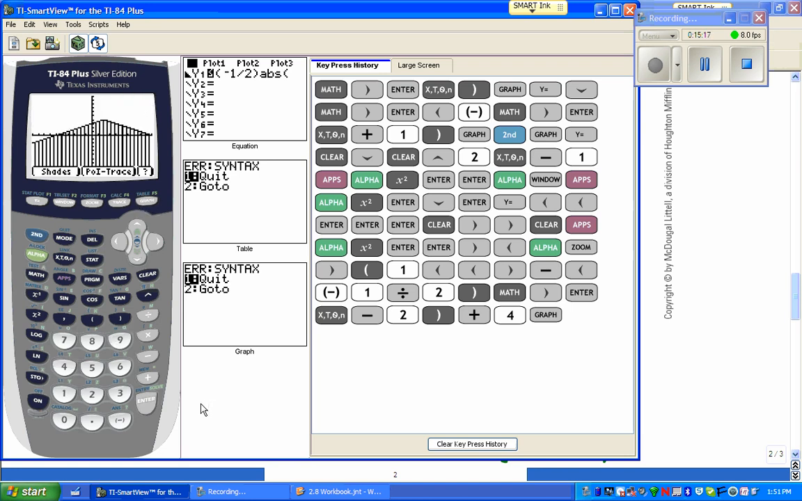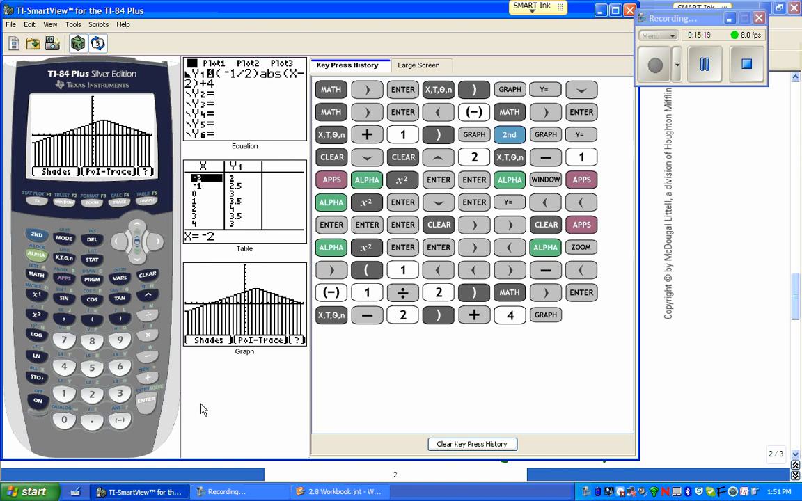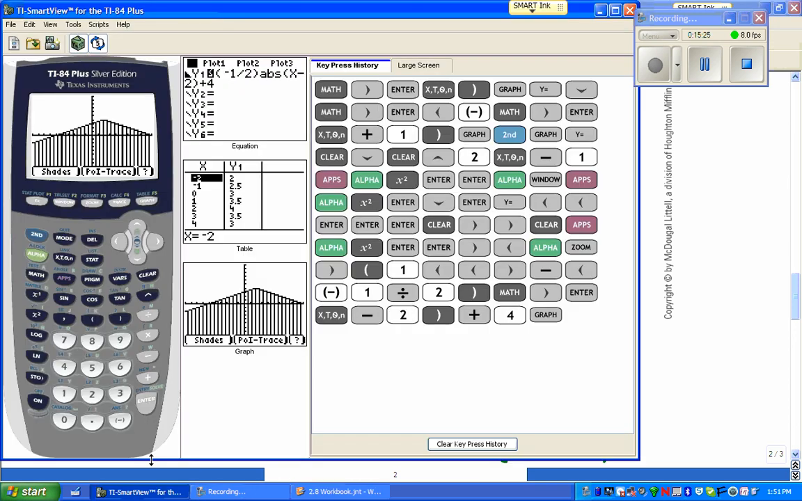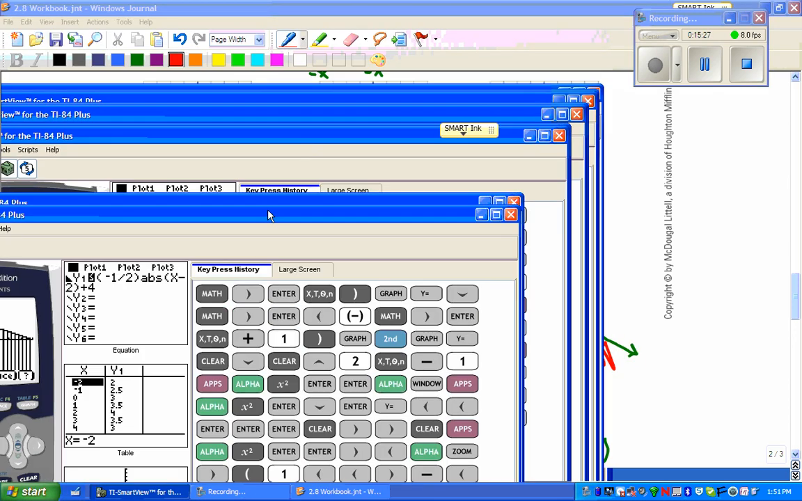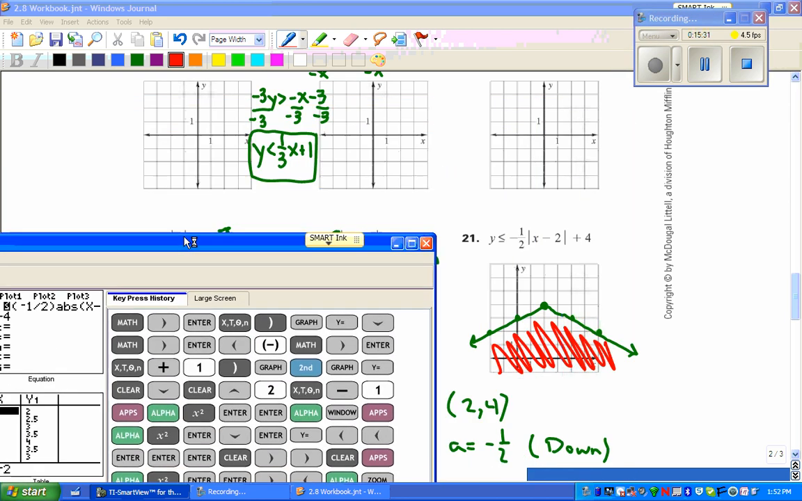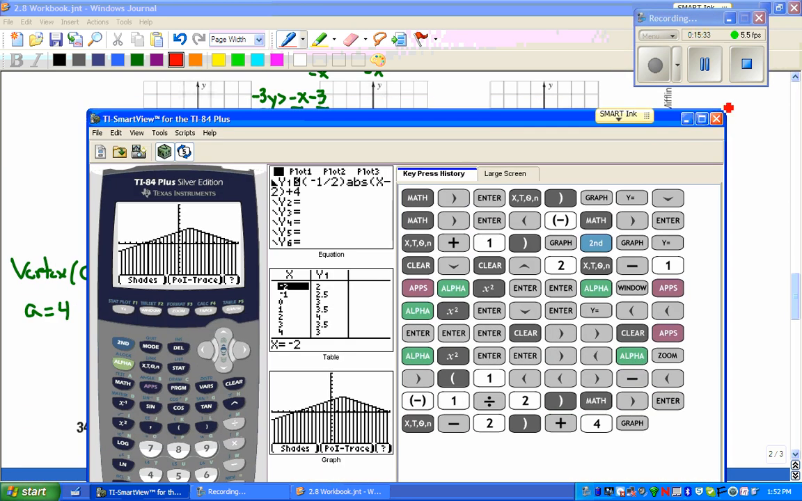And that's what it should look like. Okay, so if I go back to my workbook and compare the two, looks good to me. It's exactly what we graphed. Okay, so that is graphing linear inequalities and absolute value inequalities.